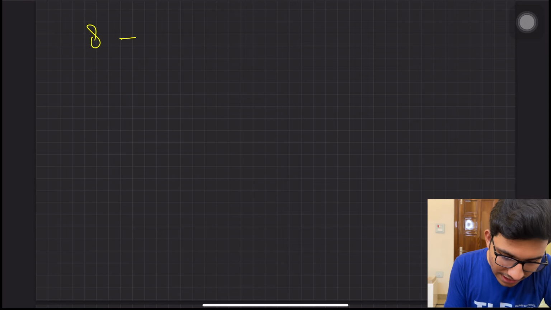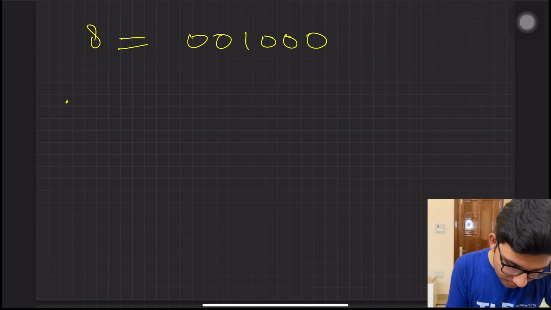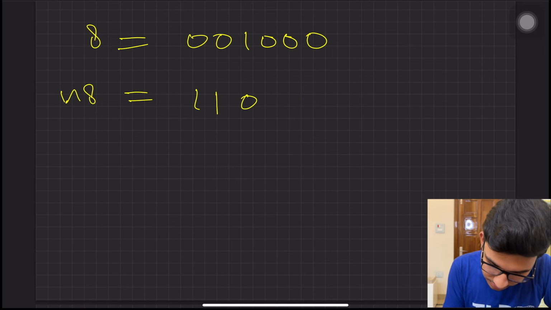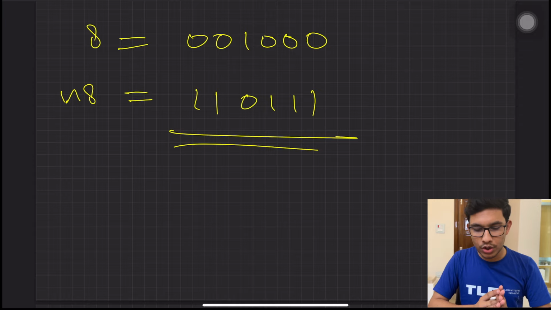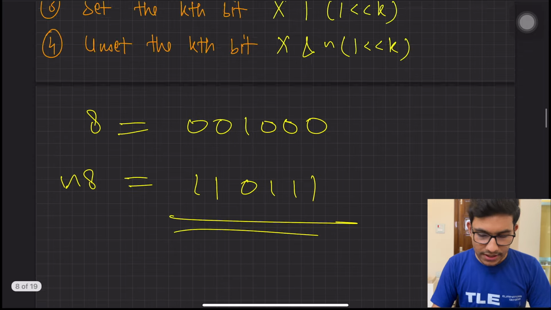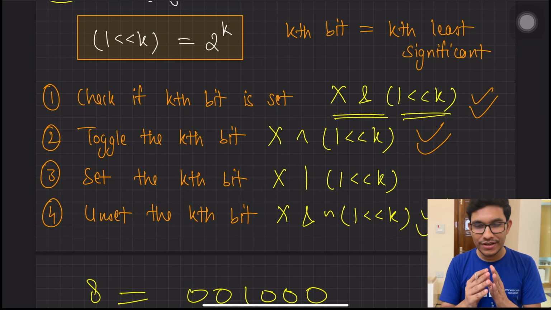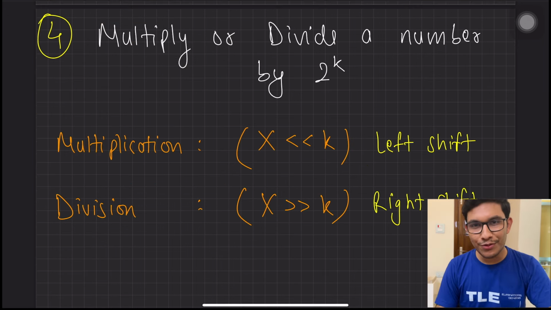So if 8 looks as something like 0, 0, 1, 0, 0, 0, then NOT of 8 will look something like 1, 1, 0, 1, 1, 1, right? So if you take the NOT of a number, it just toggles all the bits, right? So you can unset the kth bit by taking the AND with that particular bit being 0 and rest all the bits being 1. Let's move to the fourth trick of this video, which is to multiply a number or divide a number by 2 to the power k.